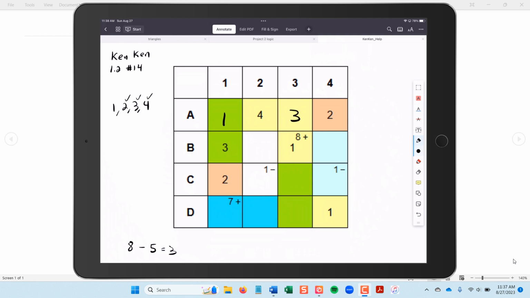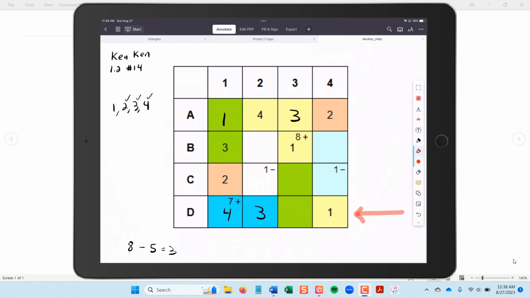I can use the same approach in this left column. Notice I have a 1, 2, and 3 already there. What's missing is a 4. Now, again, there's a lot of different ways you can go about doing this, but I know that these two cells have to add to be 7. We already know one of them is a 4. That makes the remaining one a 3.